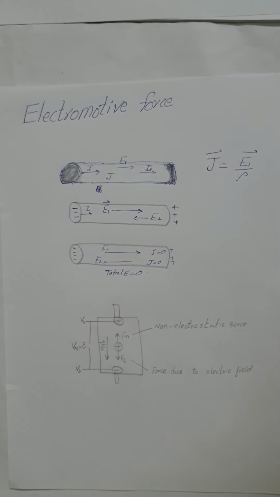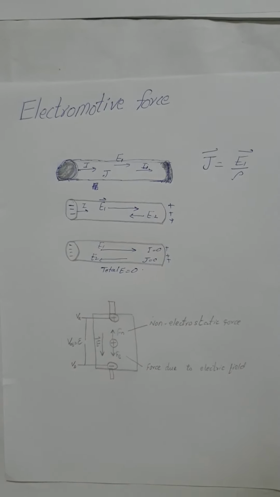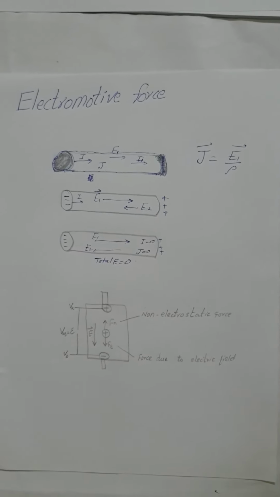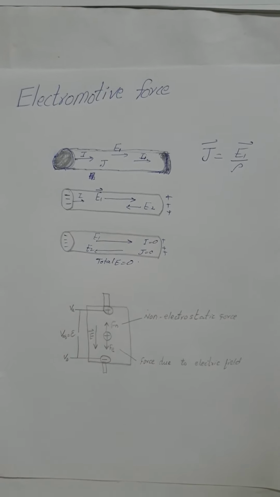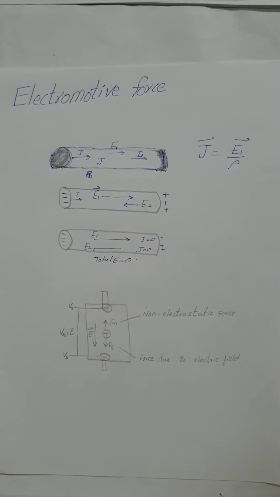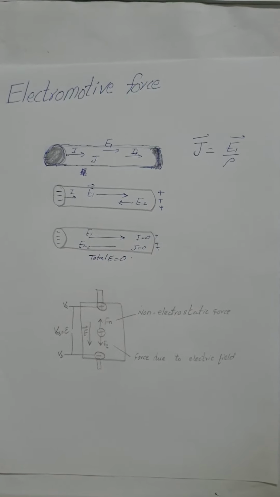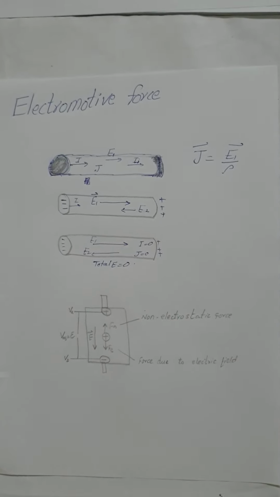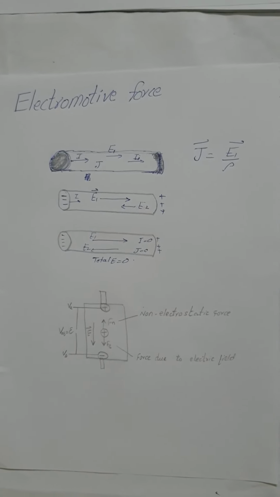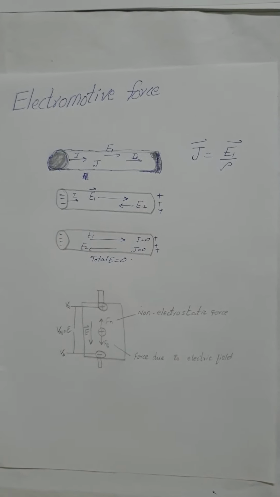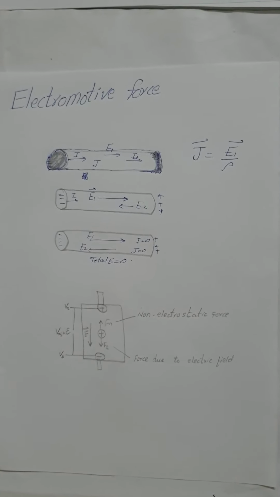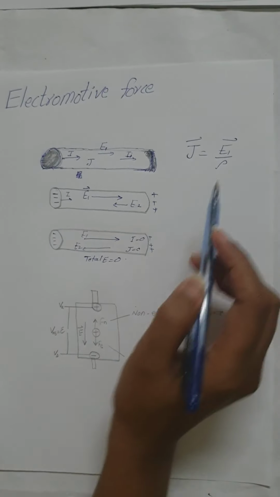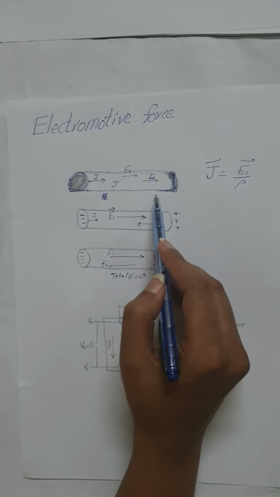Okay, now let's discuss the concept of electromotive force. For a steady current, a conductor must be a part of a path that forms a closed loop or complete circuit. If we establish an electric field inside an isolated conductor with resistivity rho that is not part of a complete circuit, a current begins to flow with current density J equal to E1 over rho.